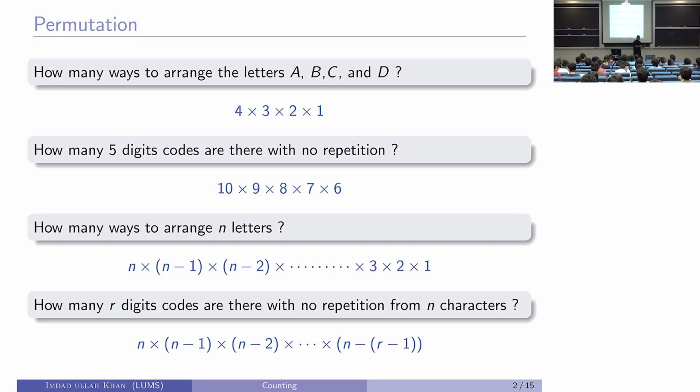N factorial. N boxes, n letters. Arrangement means just rearrange them. You don't repeat, you don't omit any. It's n factorial. How many ways can you arrange an r-digit code, an r-character code, from n characters with no repetition?